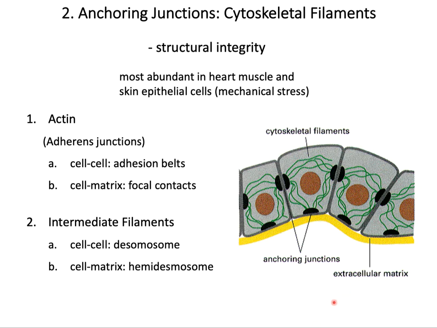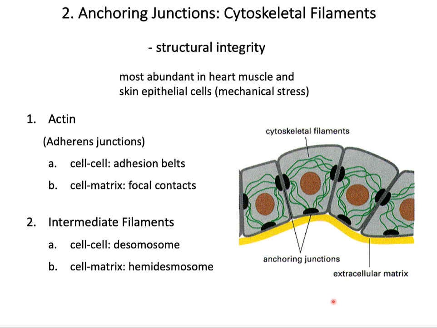So let's move on now to the second type of junction, known as anchoring junctions. As their name suggests, anchoring junctions confer structural integrity to tissues. And so it is not surprising that you see a high abundance of anchoring junctions in heart muscle cells and in skin epithelial cells, because these types of tissues are under significant mechanical stress. Anchoring junctions will utilize one of the two cytoskeletal filaments, either actin or intermediate filaments.